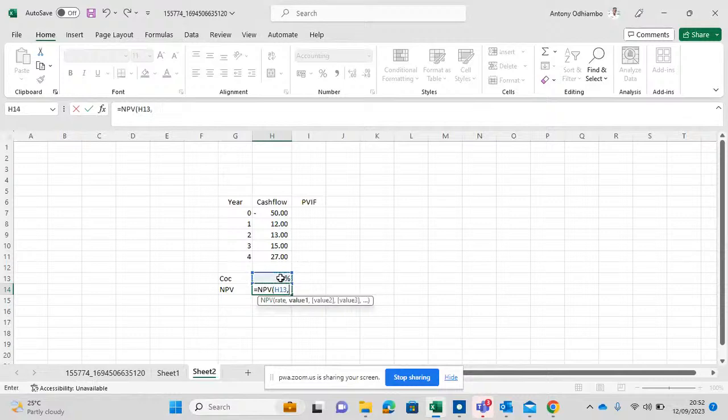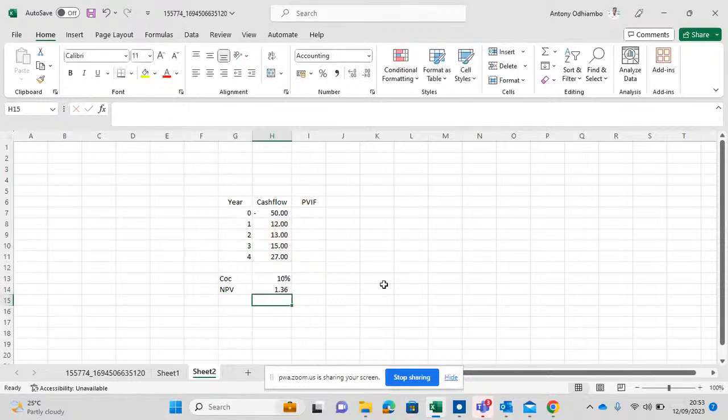And then now we have the values. It wants you to highlight from value 1 to value 4. You highlight all of them. After you highlight those values, you close brackets. And then you say plus, because now you want to remove the initial outlay. The initial outlay is given up there. And then you say enter. You don't have to close anything. You simply say enter. It's coming there, 1.36.